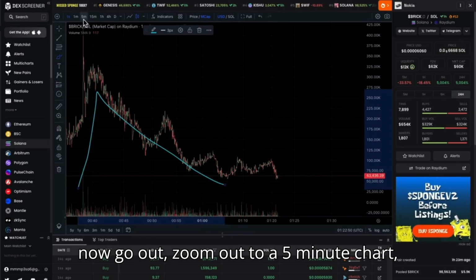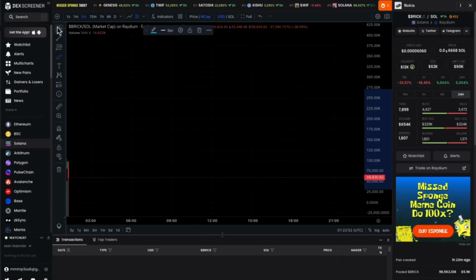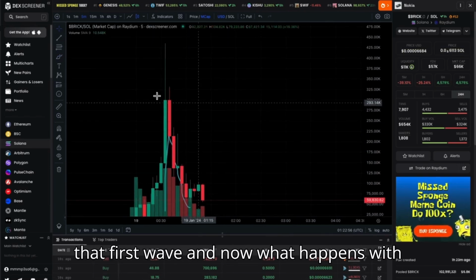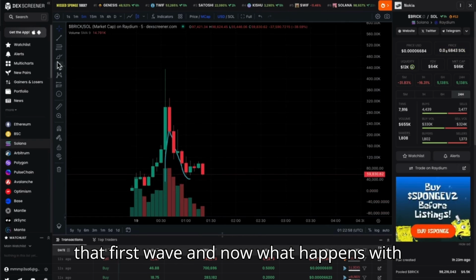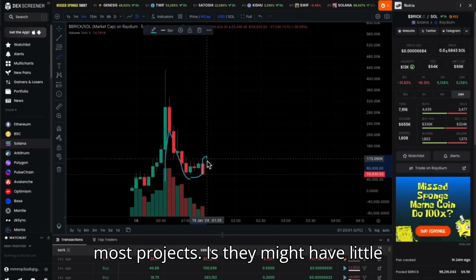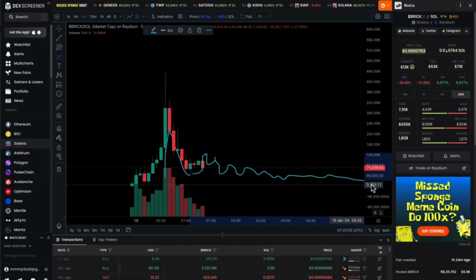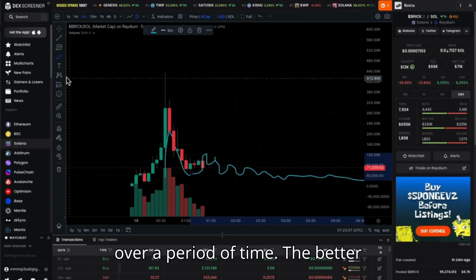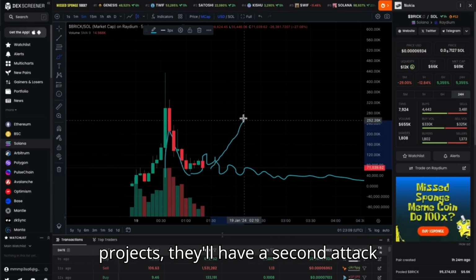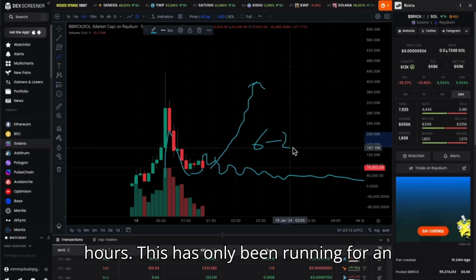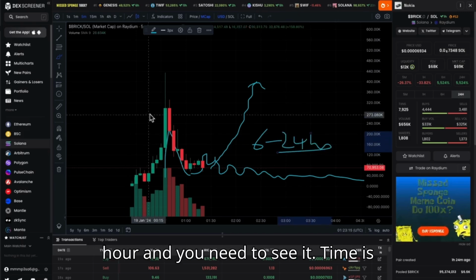So if we now zoom out to a 5-minute chart, you'll see that in that short amount of time, that's what we've had. We've had that first wave. And now what happens with most projects is they might have little mini pumps, but they just slowly trend towards zero over a period of time. The better projects will have a second attack within the first 6 to 24 hours. So this has only been running for an hour. And you need to see it.